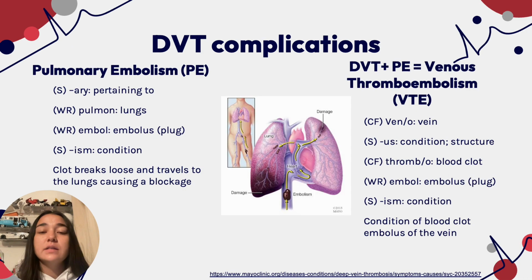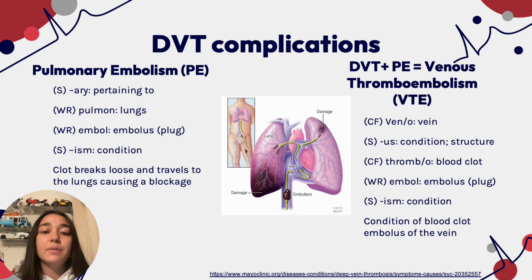The image on the right is a full removal of a blood clot which measures greater than 12 inches in length. DVT offers many complications. One is a pulmonary embolism. The suffix "ary" means pertaining to, "pulmo" meaning lungs, "embol" meaning embolus or plug, and "ism" meaning condition. A pulmonary embolism occurs when the clot breaks loose and travels to the lungs, causing a blockage. The image shows an embolism traveling into the lungs, causing a block, which can lead to damaged lungs and potentially necrosis or cell death of the tissues.